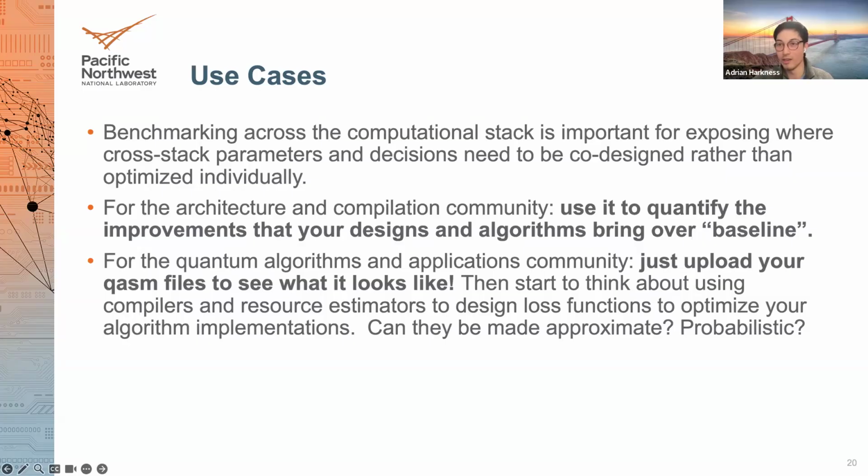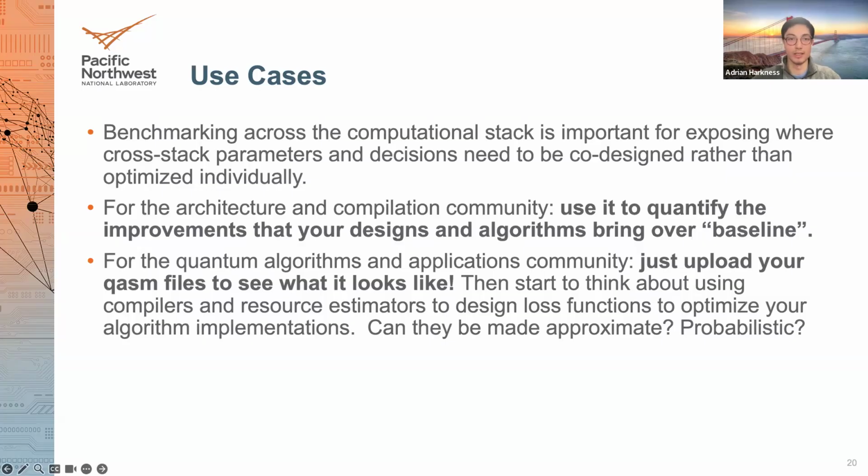However, I also urge any quantum algorithms and applications people to take a look at the package and just upload your CASM files and take a look at what it looks like. That's very easy to do, but I think it can be quite illuminating to see the different costs of your circuit in different computational models. And it's really important for algorithm developers, I think, to consider lower level implementation details and resource costs rather than just looking at kind of big O scaling of their algorithm.